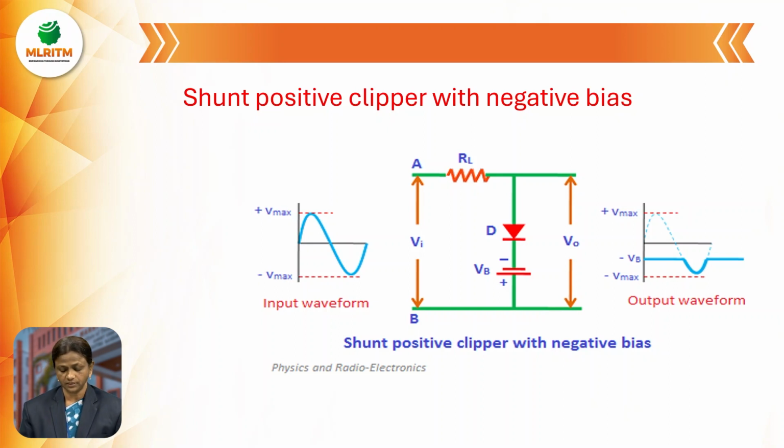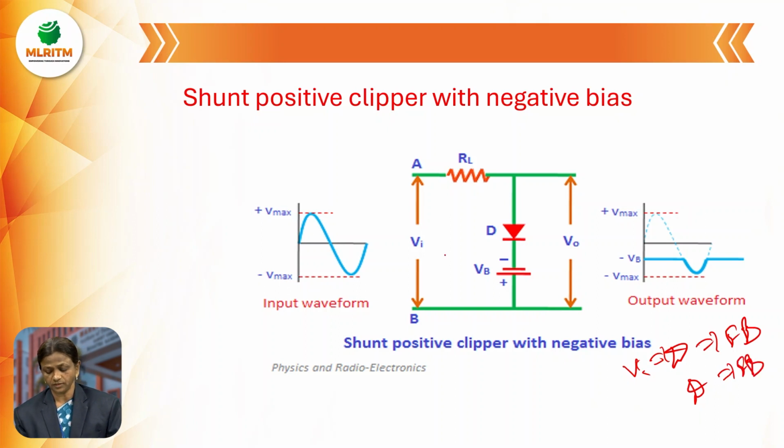During the positive half cycle, terminal A becomes positive, terminal B becomes negative. When terminal A becomes positive, the positive terminal is connected to the anode of diode D. So diode D is in forward bias due to VI. Next, due to VB, the negative terminal is connected to the cathode of diode D, which means diode D is in forward bias only.